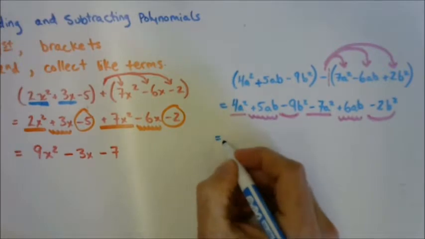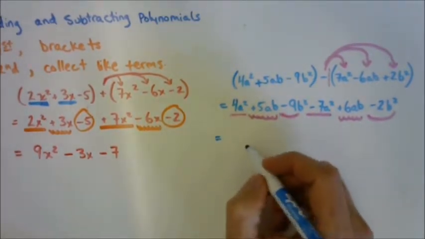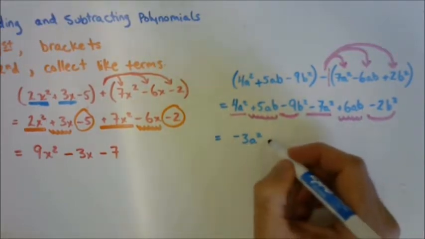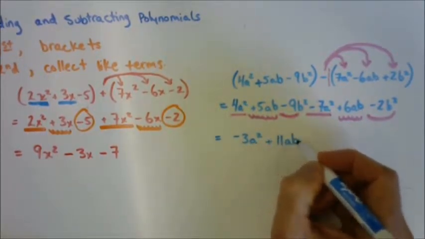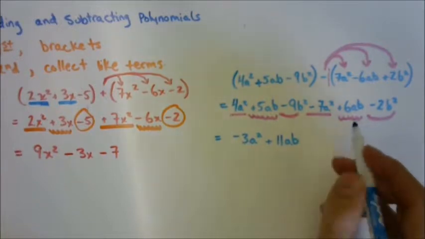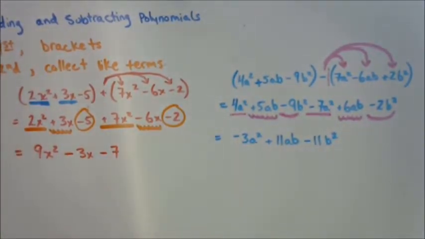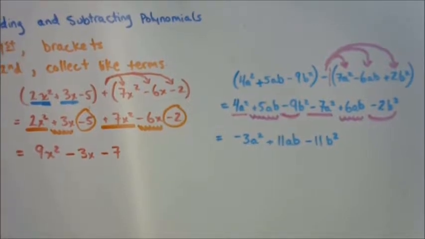So grouping like terms, we have 4 minus 7, negative 3a squared. 5 plus 6, 11ab. Negative 9 minus 2, negative 11b squared. And that is as simplified as that one gets.